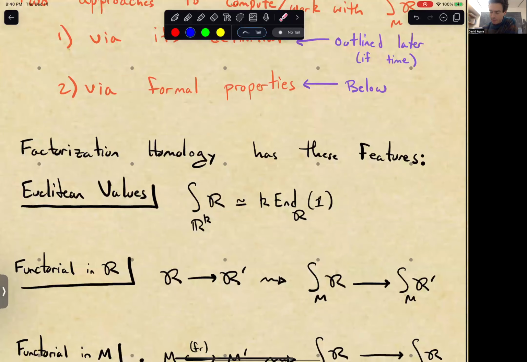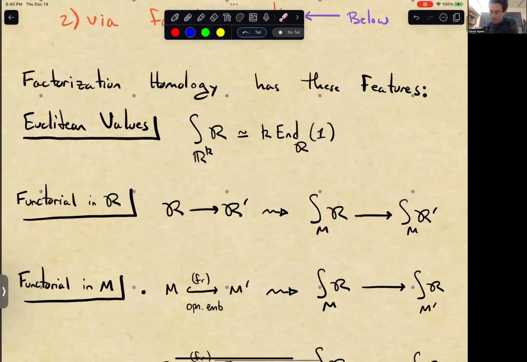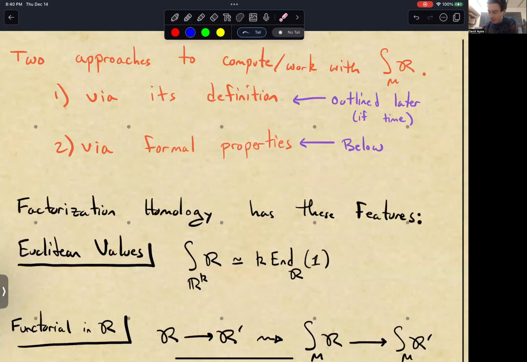Okay, so here are some features of factorization homology. One is that the value on Euclidean spaces is something familiar. The value on R^k is the k-fold endomorphisms of the special point. So in a sense, these values are like codimension k topological operators.